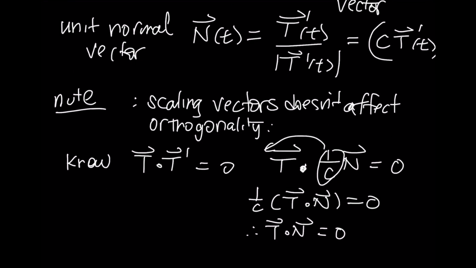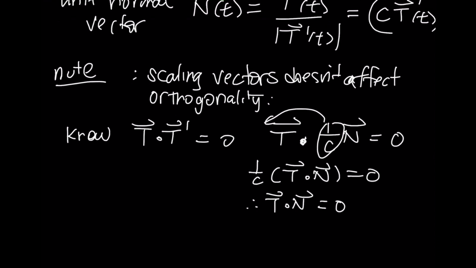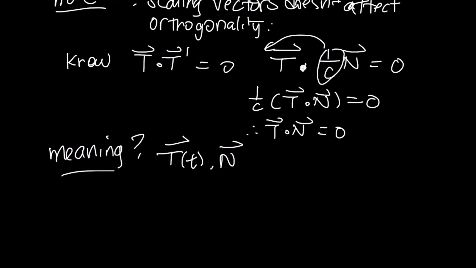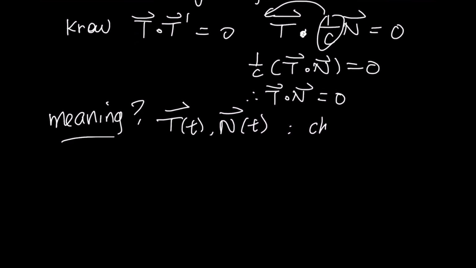So I've defined a couple of different vectors here. What does it mean to have these? Each of these vectors is a function of this parameter t. So these vectors change depending on location or depending on the point on your particular curve.